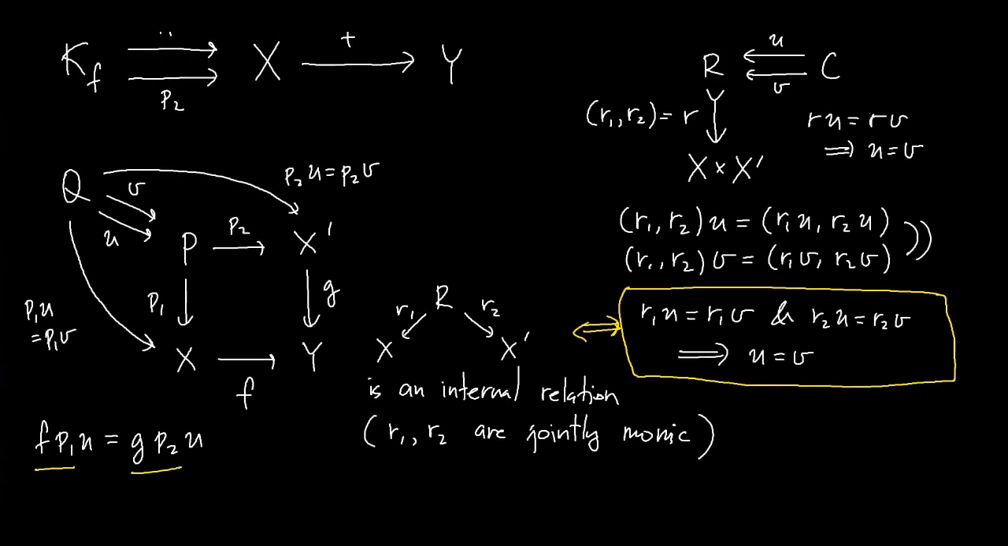So can you please repeat why is, for example, P2U equal to P2V? We are assuming that it is. Ah, okay. We are proving that P1 and P2 are jointly monomorphic, so we're assuming that they're equal.